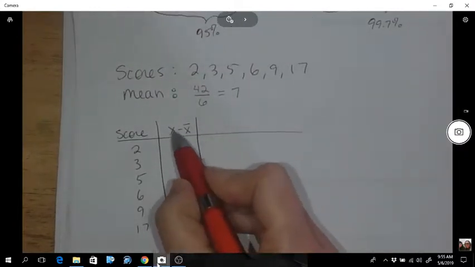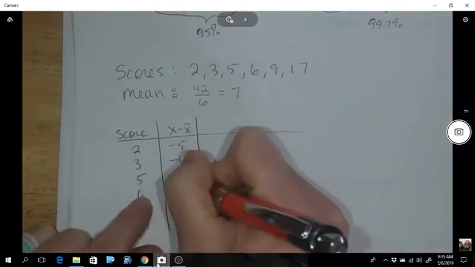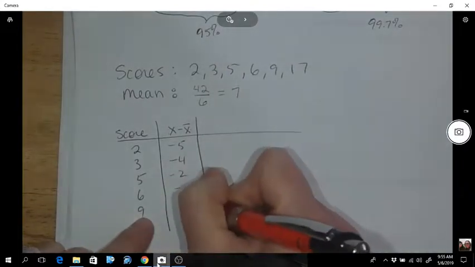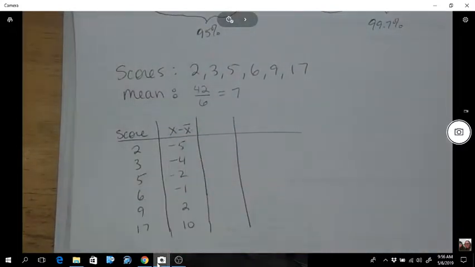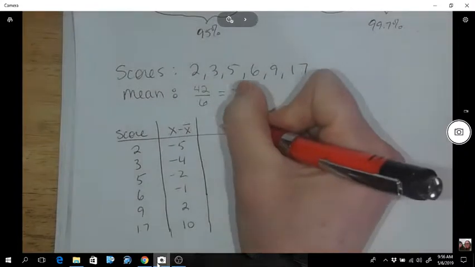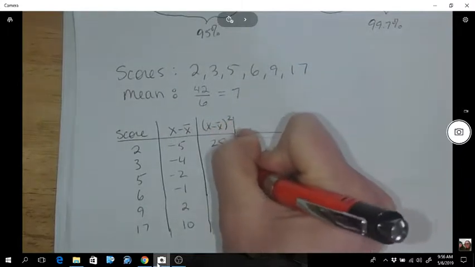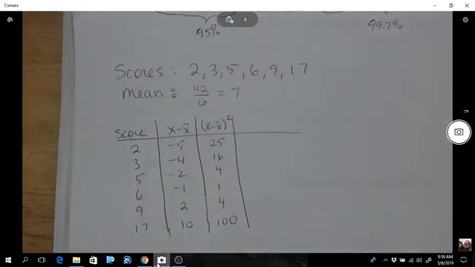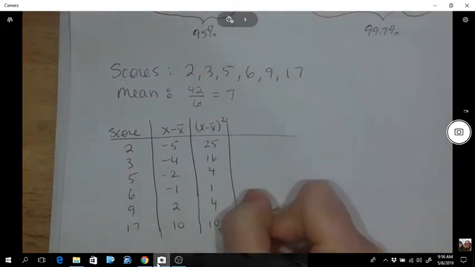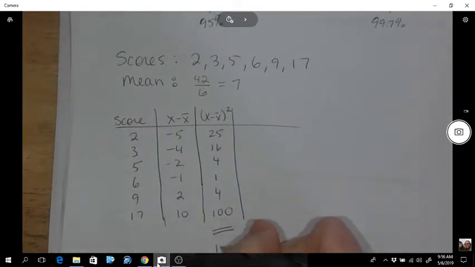Next we take the score, subtract the mean. So 2 minus 7 is -5, then -4, -2, -1, 9 minus 7 is +2, and 10. That's the score minus the mean. Now we take that value and square it: 25, 16, 4, 1, 4, and 100. The next step is to add that column up, and the whole column adds up to 150.